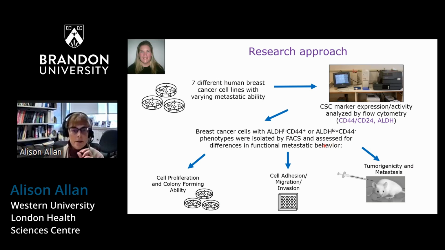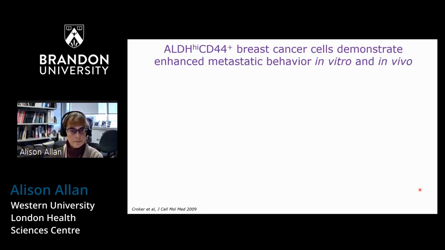We isolated them, and then Alicia did a whole battery of functional tests, including in vitro tests like cell growth and colony forming ability, and things like migration and invasion, which are a way to look at some aspects of metastasis in vitro. And then, because metastasis is a whole-body or systemic process, we studied their ability to form tumors and metastasize in vivo in animal models, in mouse models.